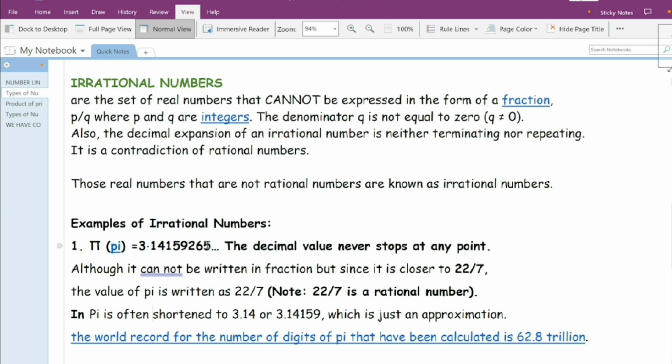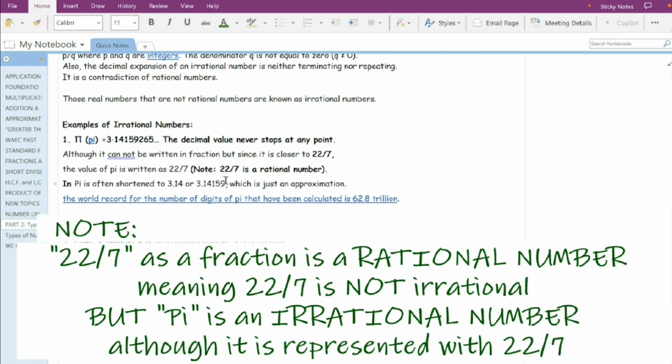Examples of irrational numbers are, 1, pi. We know pi is 3.14159265, and so on. It continues, it's not ending. The decimal value never stops at any point, it continues. Although pi itself cannot be written as a fraction, you've noticed that you always have it as 22 over 7, since this 22 over 7 is the closest value for it. Note that 22 over 7 is a rational number.